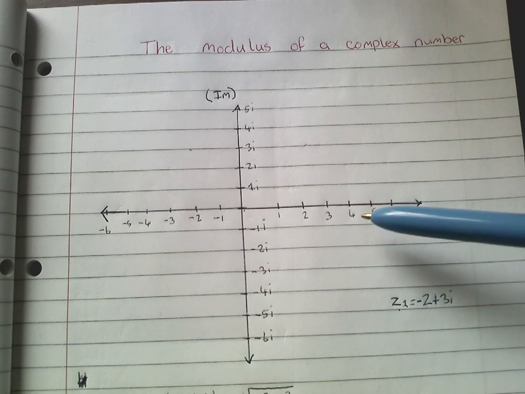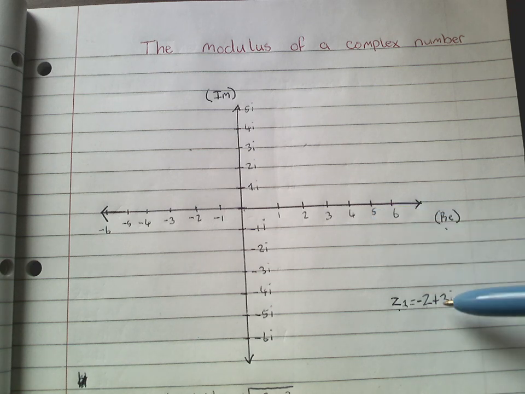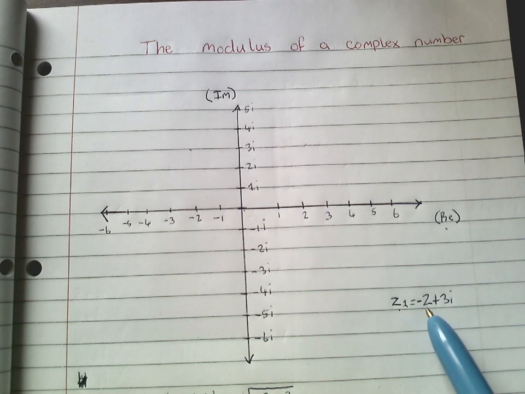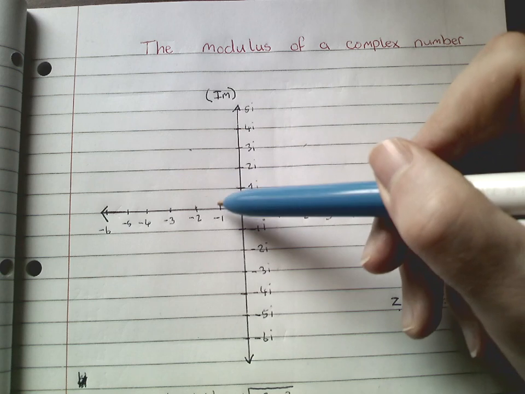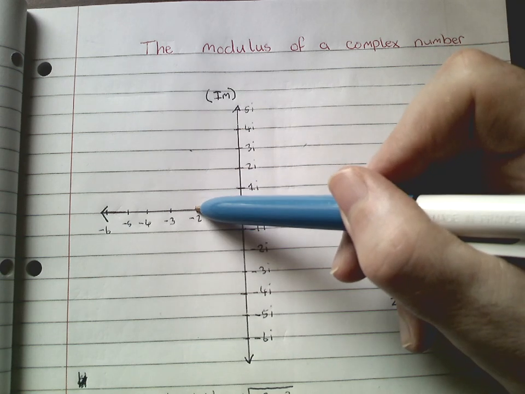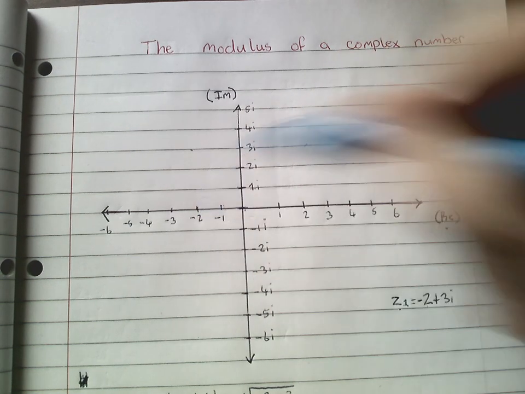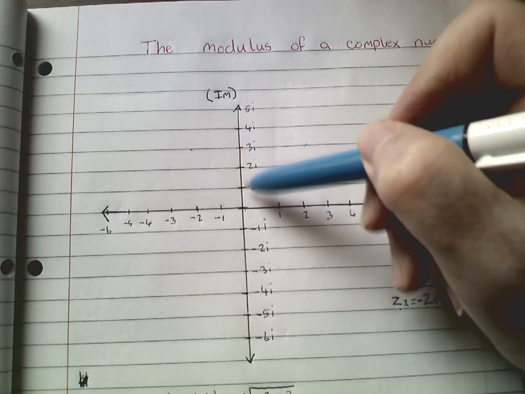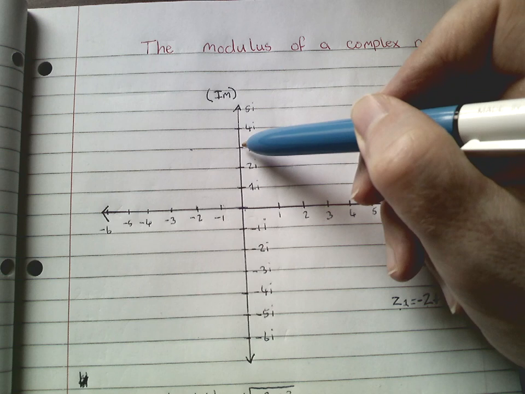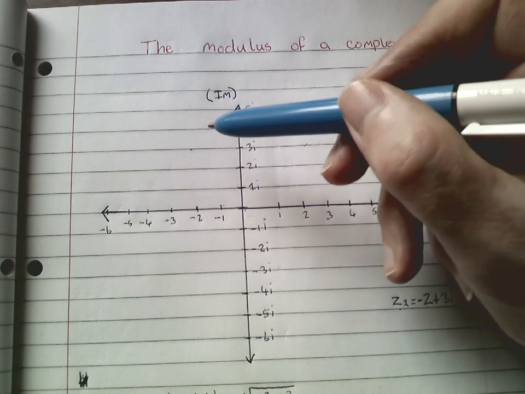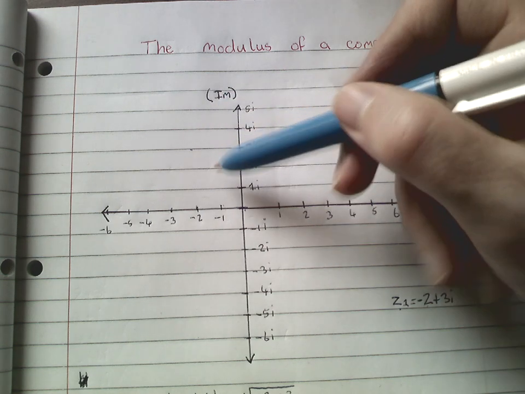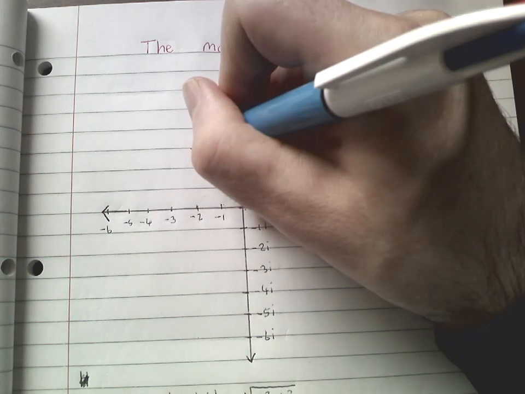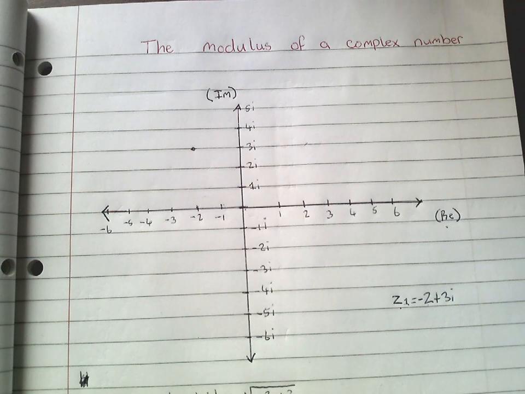Now what I can do is plot this complex number on this diagram. The first thing is, along the horizontal axis, I'm at minus 2. So this is minus 1, this is minus 2. So I'm here. And then the imaginary part is plus 3, which is here: 1i, 2i, 3i, so it's up here. So to plot minus 2 plus 3i, I go to minus 2 and then go up to 3i. This here is where I'm going to plot this number.